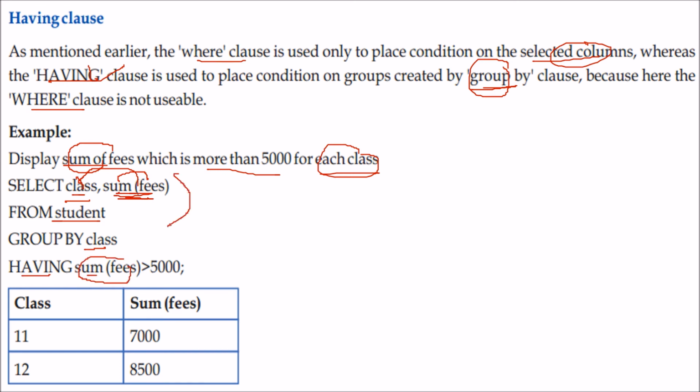So this will give you all the results with respect to class, say 11, 12 and 10. Just assume that you have class 10 rows also. But because class 10 has a sum of fees which is less than 5000, that is 2000 if you assume, only 11 and 12 will come. So now the condition has been applied, and only two results are being reflected.